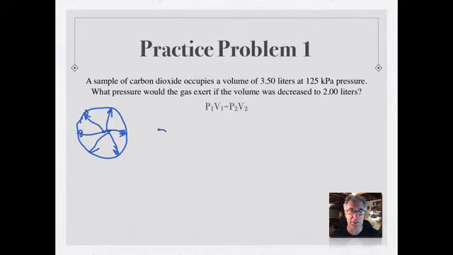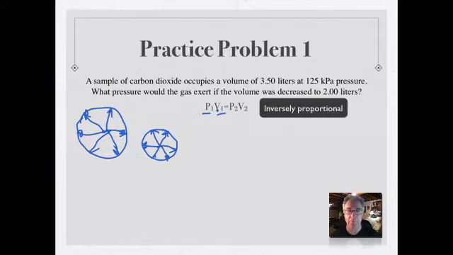If we were to decrease that volume, we have the same number of particles in there, because of standard temperature and pressure, but they're going to hit the sides more frequently because there's less space. And because there's less space, more force is exerted on the inside of the balloon, and because of that, more pressure. So pressure and volume in Boyle's Law are inversely proportional.